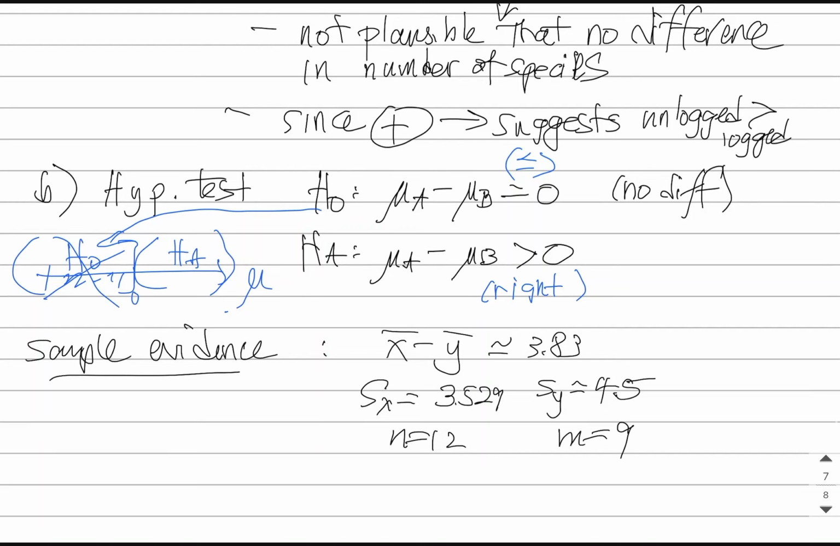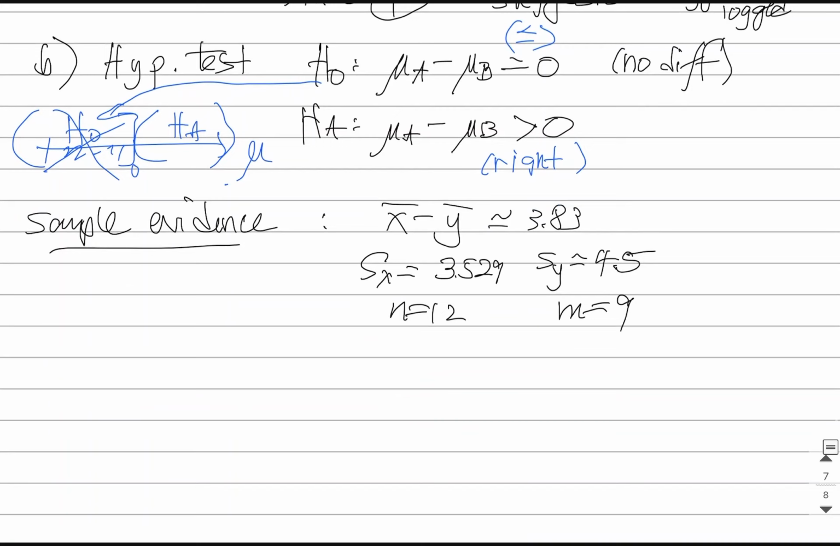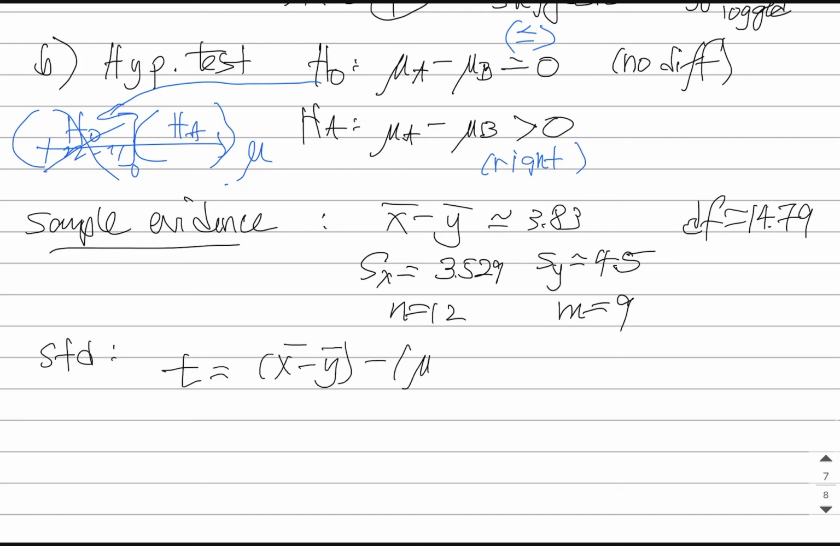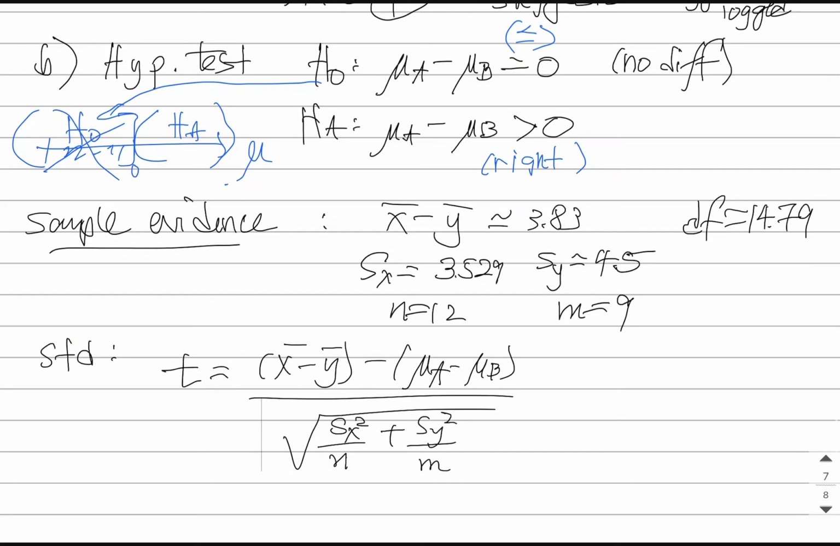What we're going to do is we are going to standardize. The degrees of freedom is about 14.79, and that comes from just performing the calculation in R. We are going to standardize. The T statistic is going to be X bar minus Y bar, mu A minus mu B, divided by the square root of sample X squared over N plus sample Y squared over M.